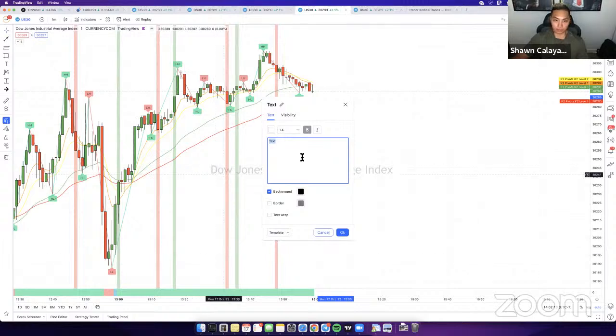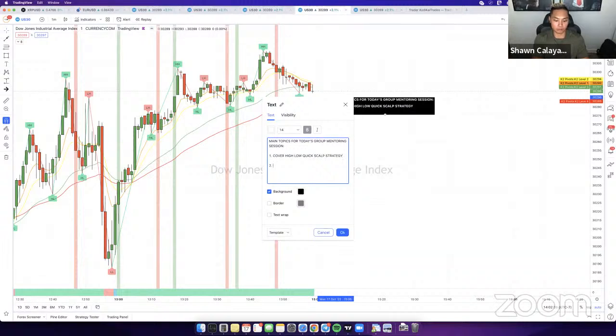One, quick scalp. Two, V1 plus continuation. Three, SR rejection.